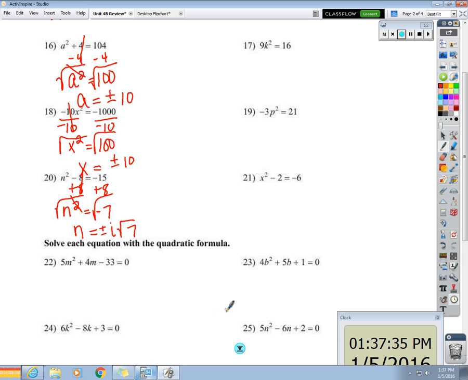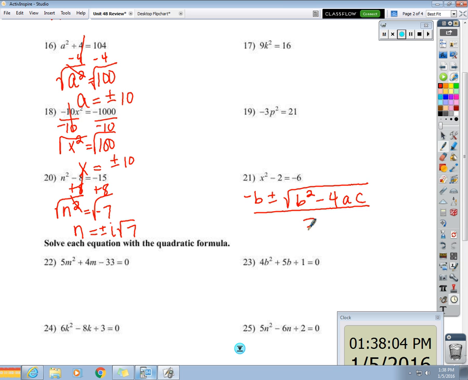Okay, now 22 and 24 say solve each equation with the quadratic formula. Does anybody remember the quadratic formula? Okay, what is it? Anybody? Negative b plus or minus square root b squared minus 4 times a times the other.